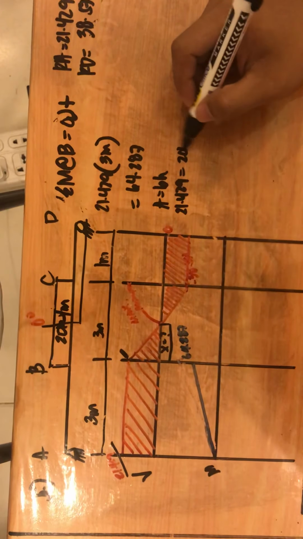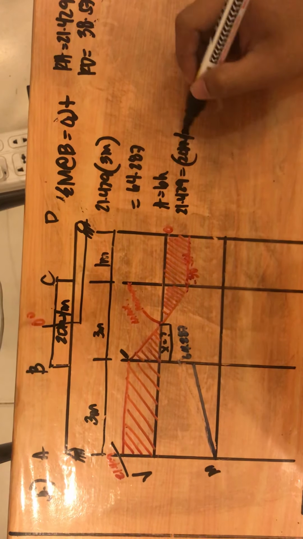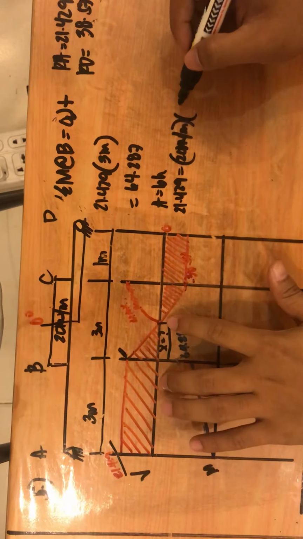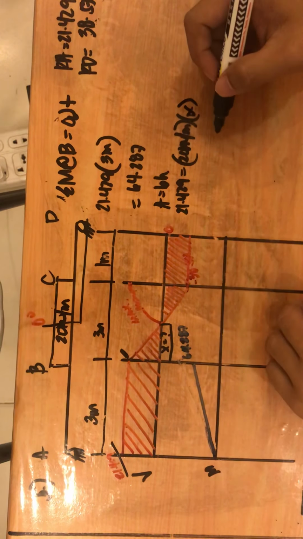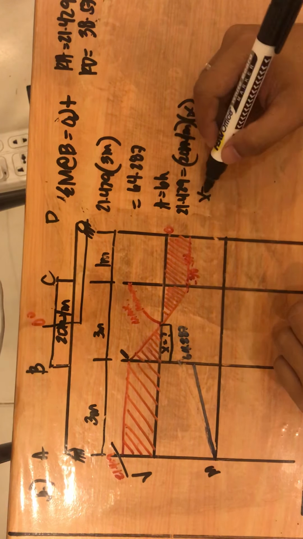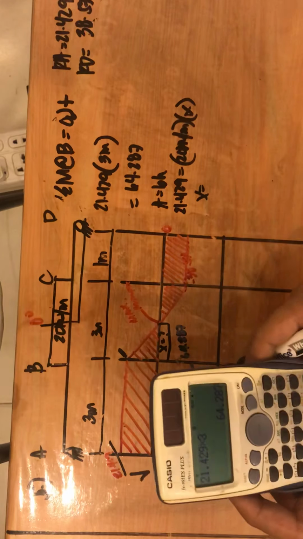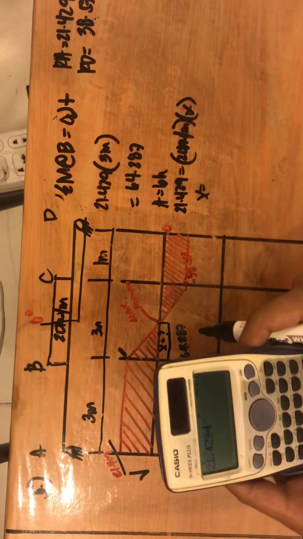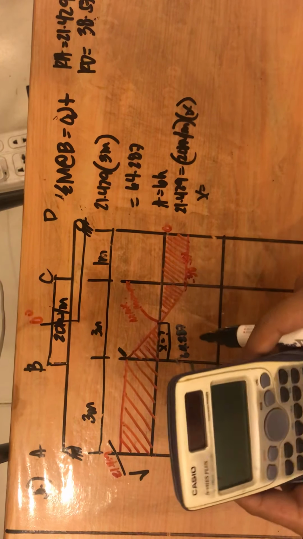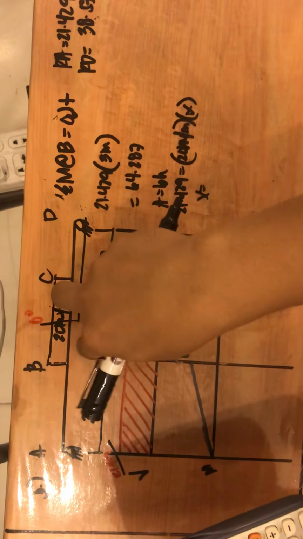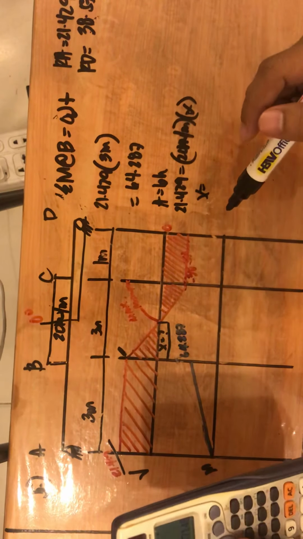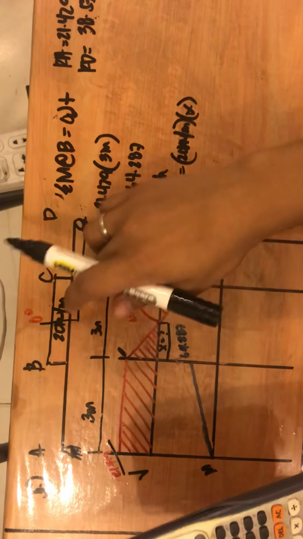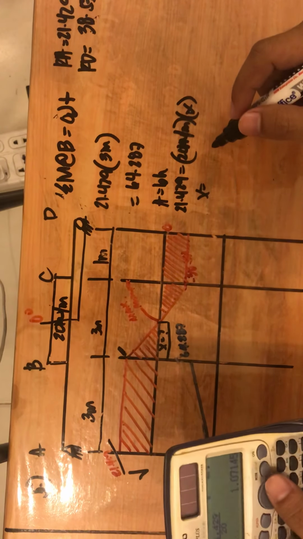So, 20 kN per meter times distance of X. How far is the location of maximum moment from point B? So, 21.429 equals 20x, or divide by 20. Our answer should be within 3 meters only. If your answer is greater than 3 meters, it means your solution is wrong.